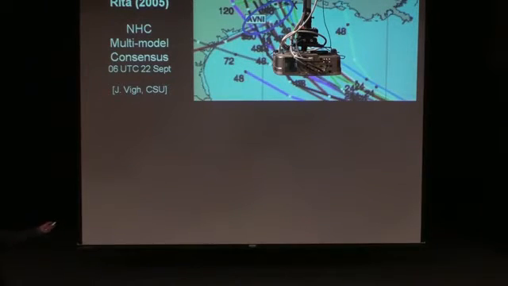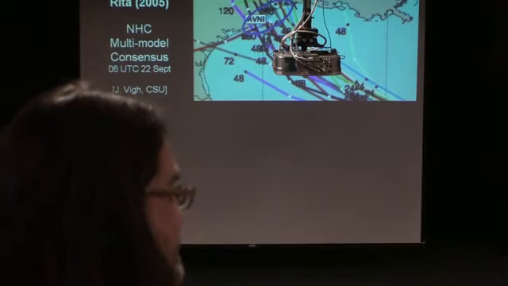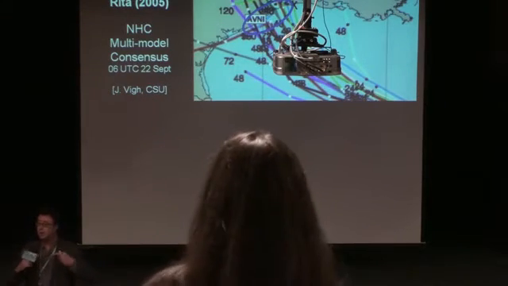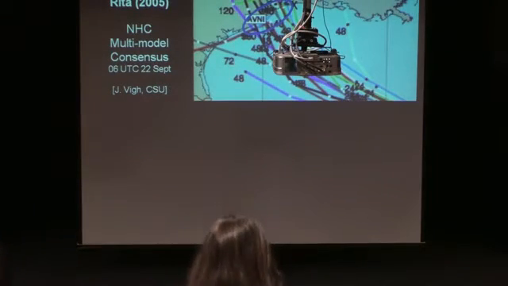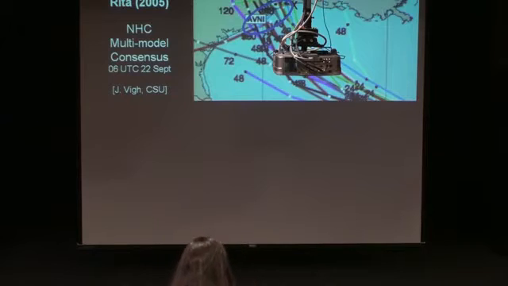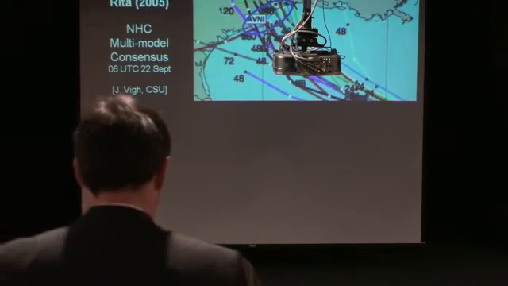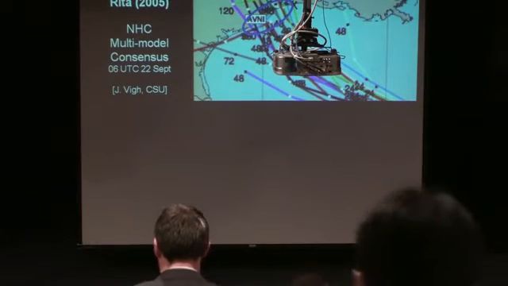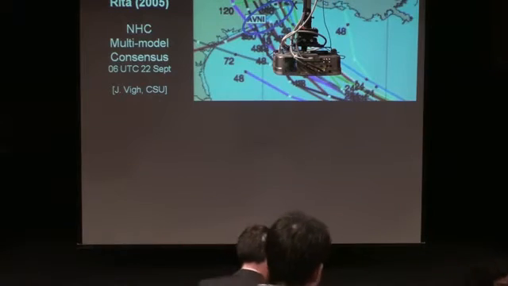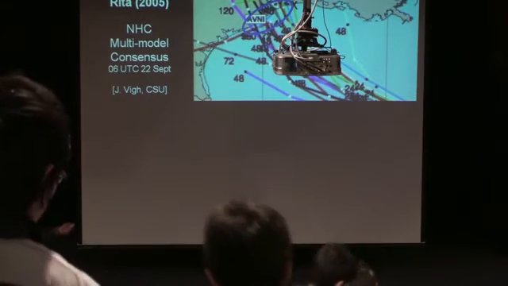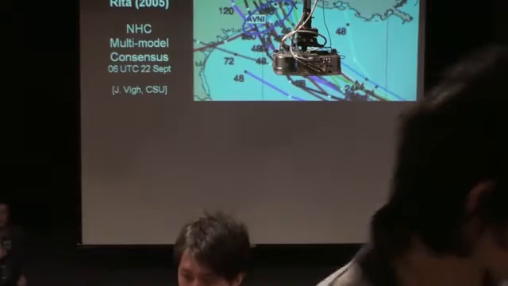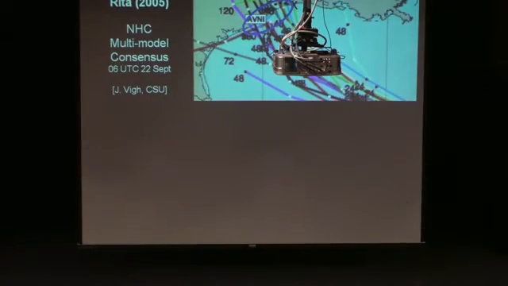So basically what these represent is simulations from a variety of different models. And these models are different with respect to their character, their resolution, their degree of sophistication, all sorts of other things. They use different initial conditions. They use all sorts of different kinds of model physics and things like that. And basically each one gives essentially a somewhat different track.